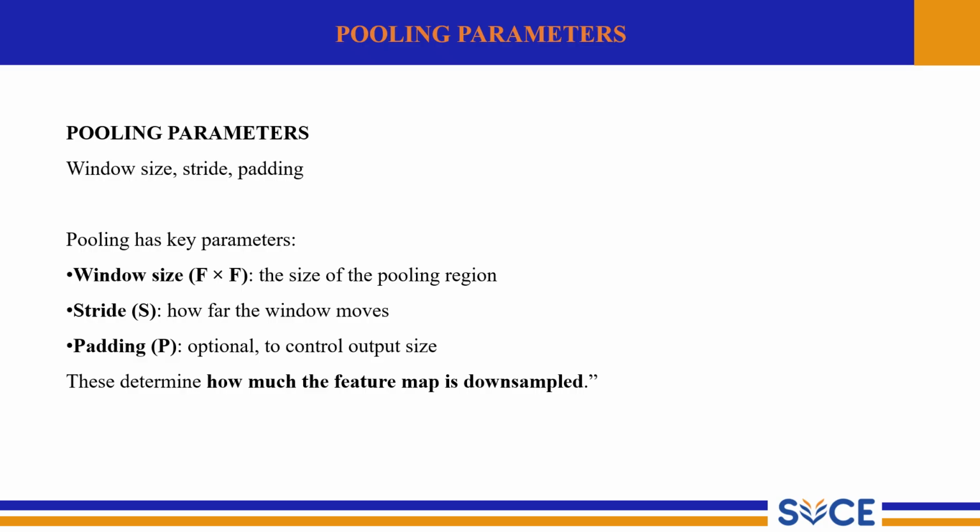So the main idea here is the combination of window size, stride and padding, which decides how much the feature map is downsampled. Choosing the right parameters balances reducing size with retaining important features in the network.